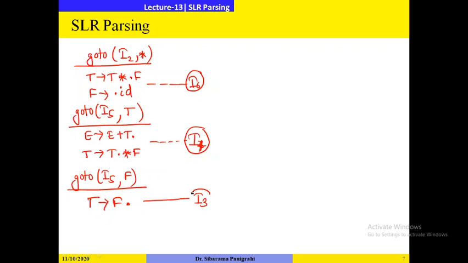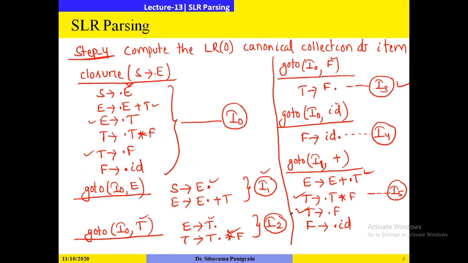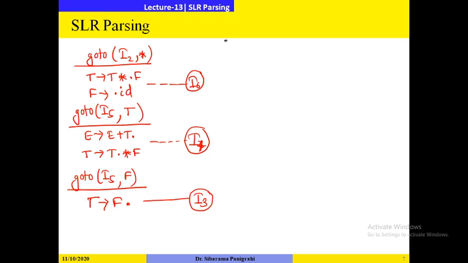So if an item set is already existing, no need to create a new one. But if it is not existing, then you have to create a new one. Then in I5, can we jump anything else? Yes, we can jump the ID. F gives to ID. So what I will do? I will write go to I5 comma ID.